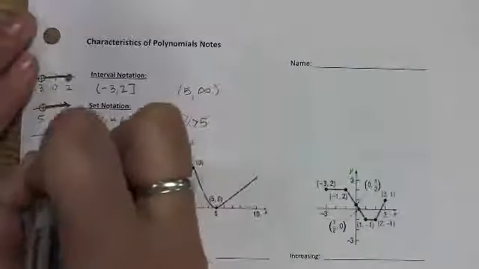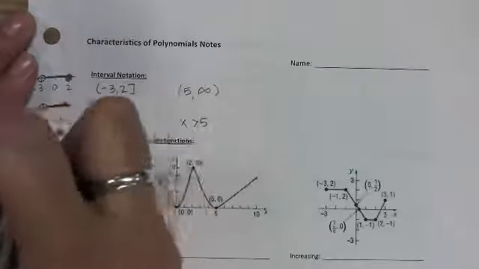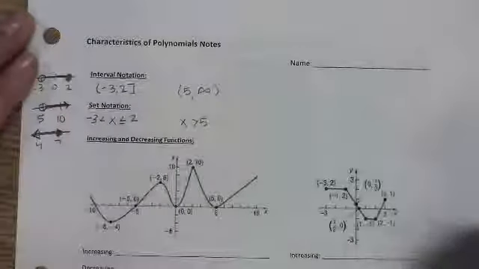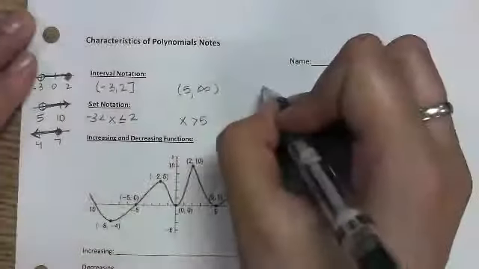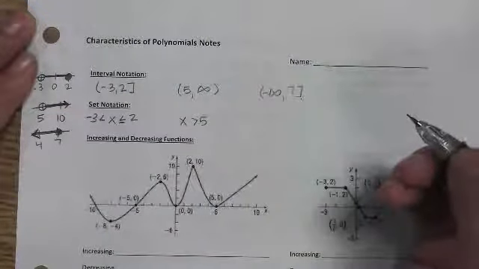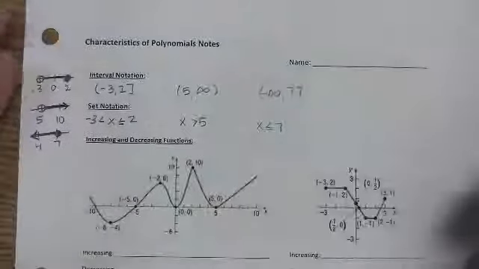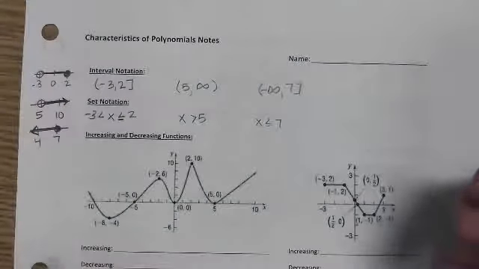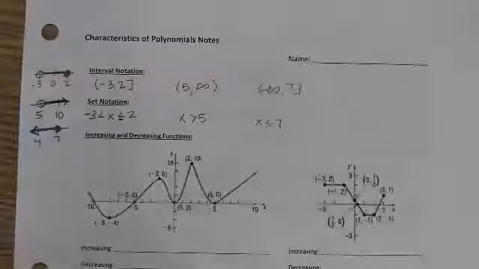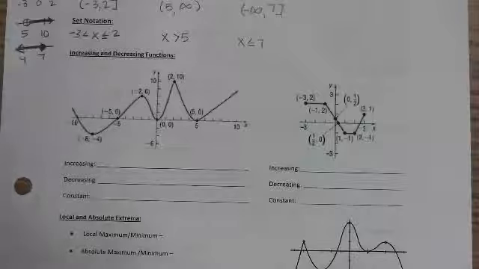And then last, we're going to go ahead and draw this one. So in interval notation, we would say negative infinity because it goes left forever, and 7 with a bracket. And then for set notation, we would say x is less than or equal to 7. Alright, so those are the notations. And as we fill out the rest of this sheet, I'll go ahead and bounce back and forth between the two just so you can get used to seeing each of them.